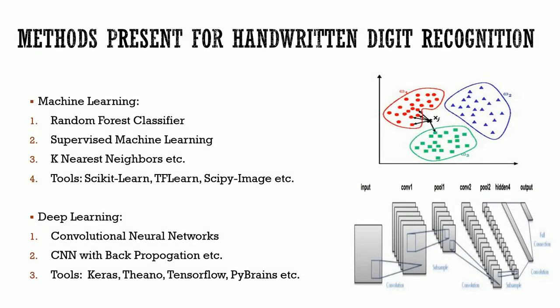So what are the current methods that are present for handwritten digit recognition? In terms of machine learning, we'll explore these three techniques. First is the random forest classifier, then the support vector machine, and then the k-nearest neighbors. And the tools used will be like scikit-learn, tf-learn, scipy-image, etc. For deep learning, we'll be exploring the convolutional neural networks along with the tools Keras, Theano as the backend, and maybe TensorFlow by Google and PyBrains, etc.